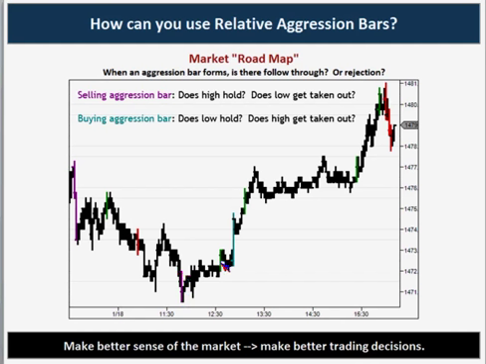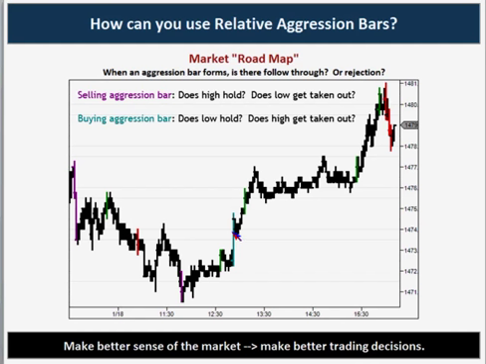Then you can see some buying aggression starts to come in. Low holds, high is taken out. Another buying aggression bar. The low holds, the high is taken out. Here's another one. The low holds, the high is taken out. So again, you can see it's kind of a roadmap. When we ask ourselves, is there follow-through or is there rejection? It's giving us a pretty good handle on the likely short-term market direction going forward.